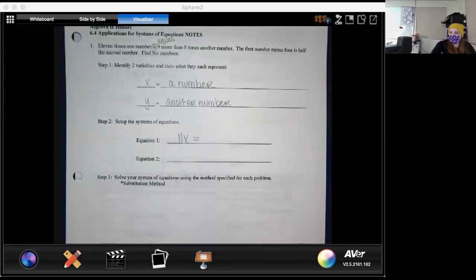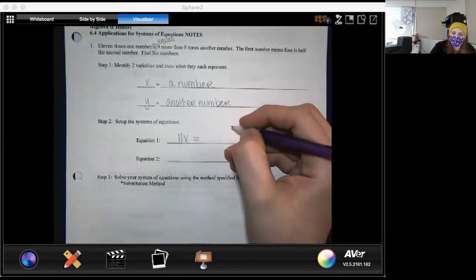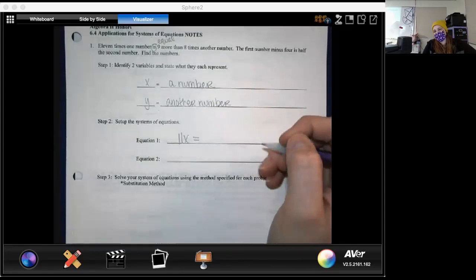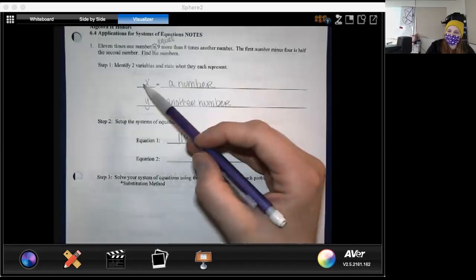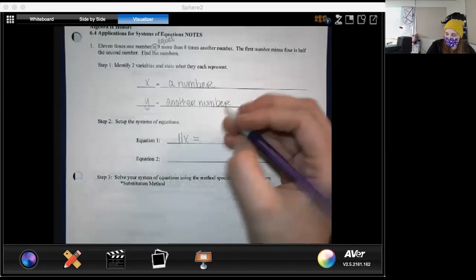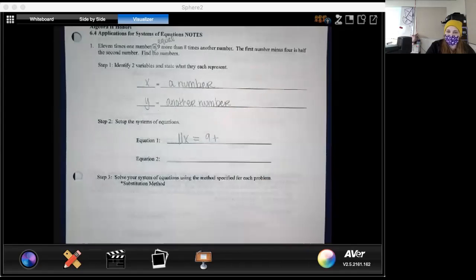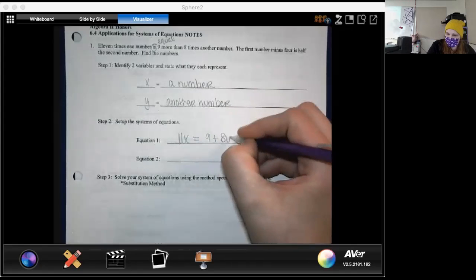Nine more than, what would 9 more than be? Would it be plus 9 or 9 plus? Does it really matter? Not necessarily, but in the way that it's read, 9 more than would be 9 plus. Or you can write the second part and then put plus 9. Either way, addition is commutative, so you can do it in either order. Obviously, if it was less than, that's important in the order. 9 more than 8 times another number will be this last part, 8y. Good.